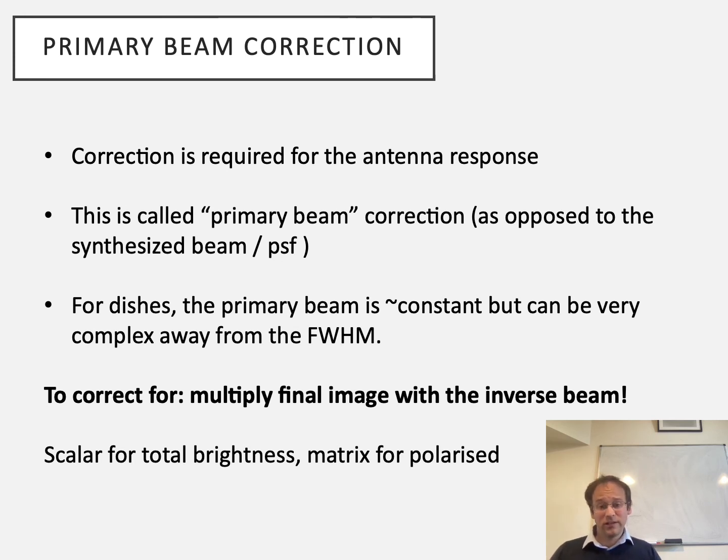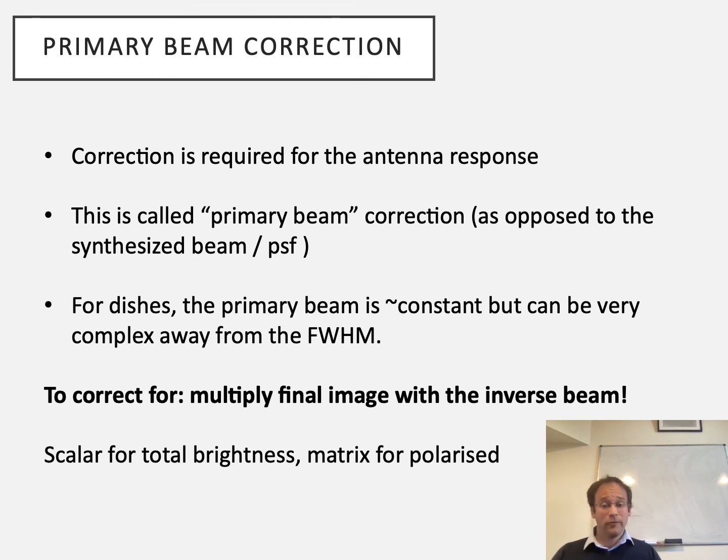And so when you construct an image and do the deconvolution, and you're left with a nice clean image, your signal, the flux densities that you measure as you move away from the pointing center, are attenuated by this field of view, by this primary beam. And so you need to correct for that. You need to multiply by the inverse primary beam in order to accurately reproduce the flux densities of sources away from the pointing center.